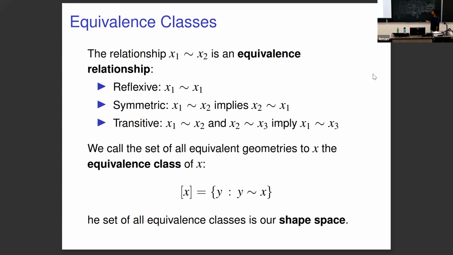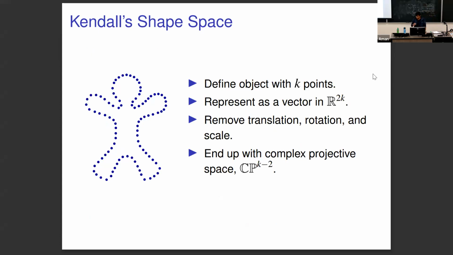Another property is that it's symmetric, which means that if x1 is equivalent to x2, that implies that x2 is also equivalent to x1. That's symmetric. And it's also transitive: if one shape is equivalent to another shape, and that shape is equivalent to a third shape, the first shape is also equivalent to the third shape. Those are the three properties that we have, and then all these equivalence classes form the shape space. All right, so let's look at Kendall shape spaces specifically.